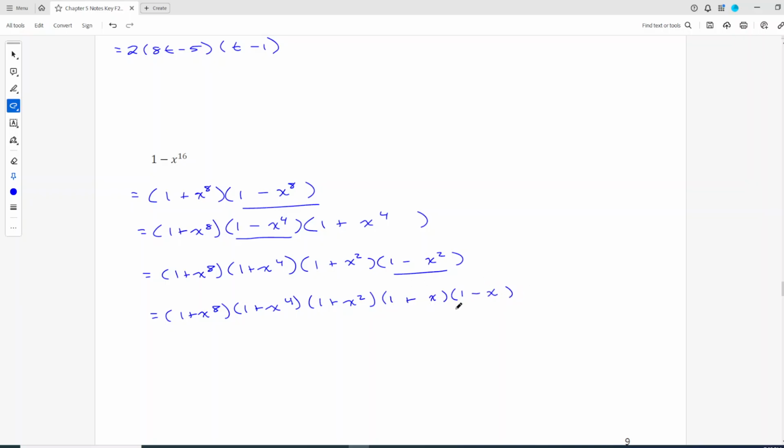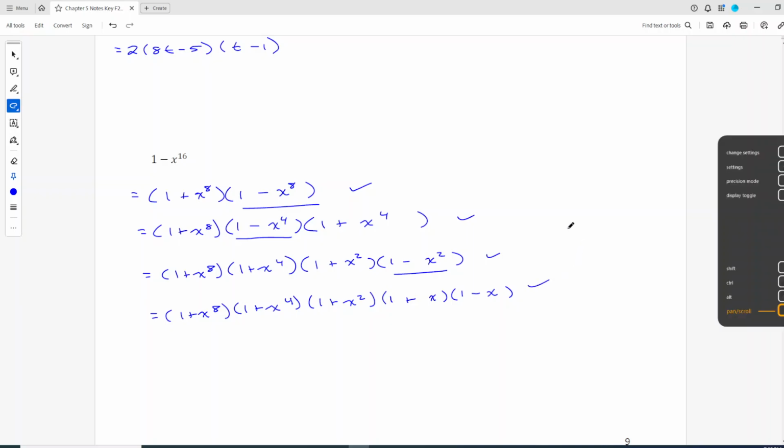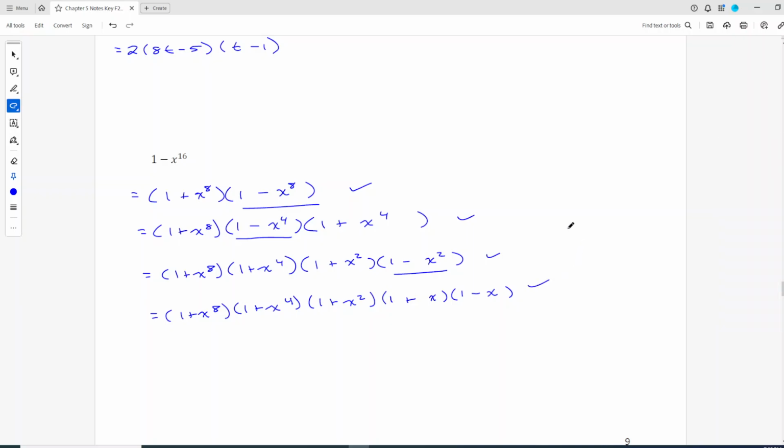I'm done because this last one has exponents of 1, so these are linear, and all of these guys are prime. So this would have been worth 1, 2, 3. This would have been a 4-mark question, believe it or not. So always look at the point values because it'll tell you, it's a hint to how many times you'll need to factor. All right, good luck with 5.4.